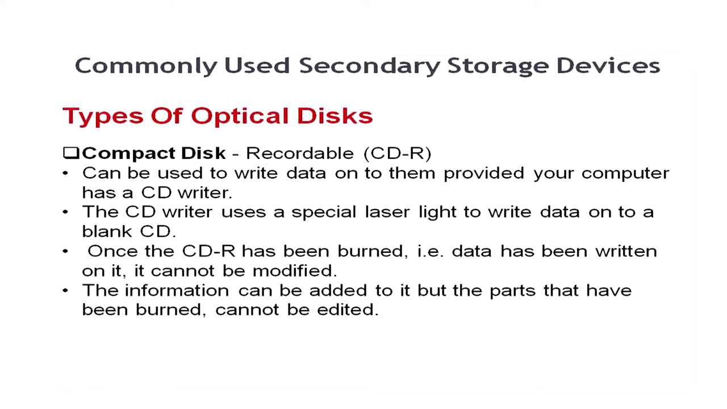Next type of optical disk is a CD-R, where R stands for recordable. In this type of CD, you can write data through the CD writer, and the CD writer uses a special laser light to write data onto it. Once the data is burnt onto the CD-R, then you cannot modify it. So you can record it only once using the writer, then you cannot further make changes onto it.